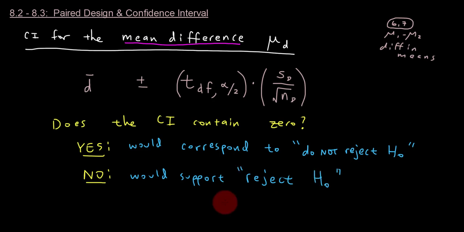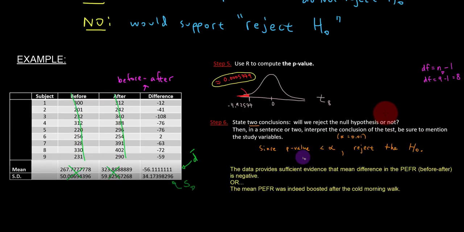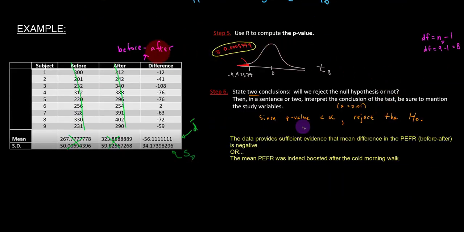Let's look at an example of calculating a confidence interval for the mean difference when we have paired data. I want to look at the example from the previous video in which we had the peak expiratory flow rate and we did a full t-test for it. So what I've done here is I've taken a couple screenshots of the example. We've got the data here and our conclusions. Let's go ahead and compute the confidence interval.